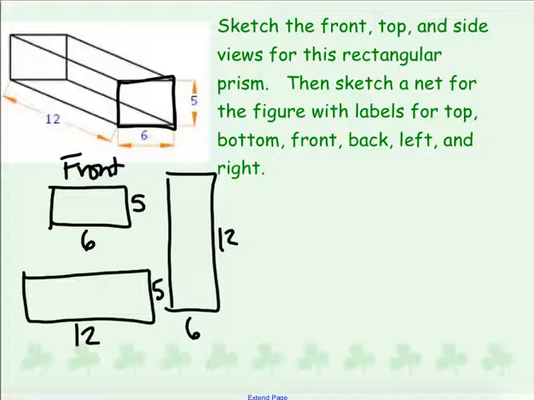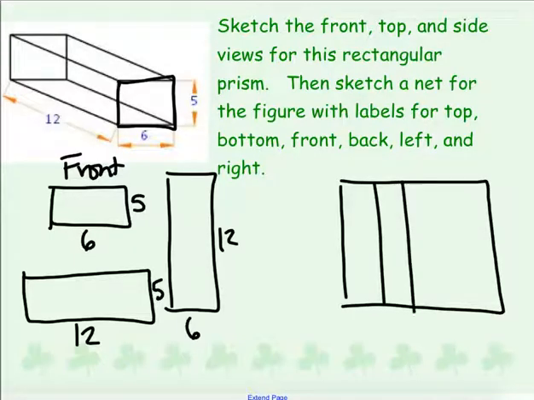Now these help us to sketch our net for this. There's a lot of ways to sketch this net, but the big things are that we have 4 long rectangles.